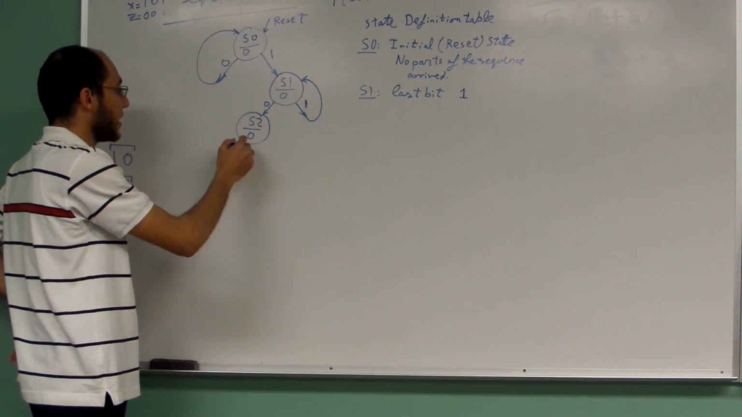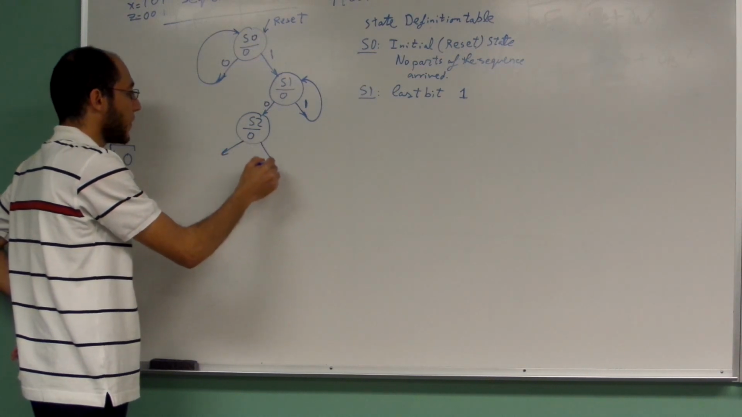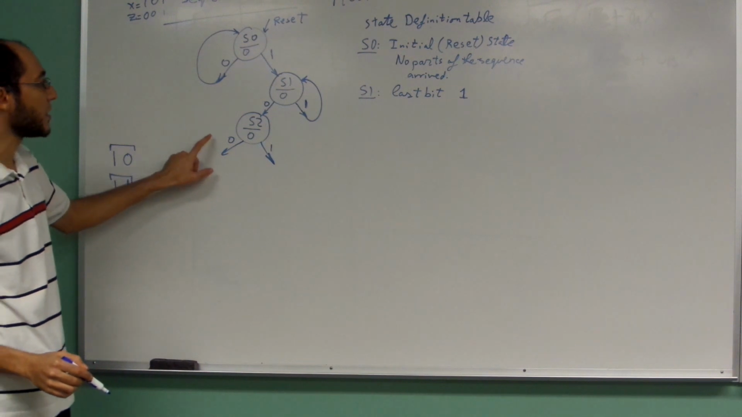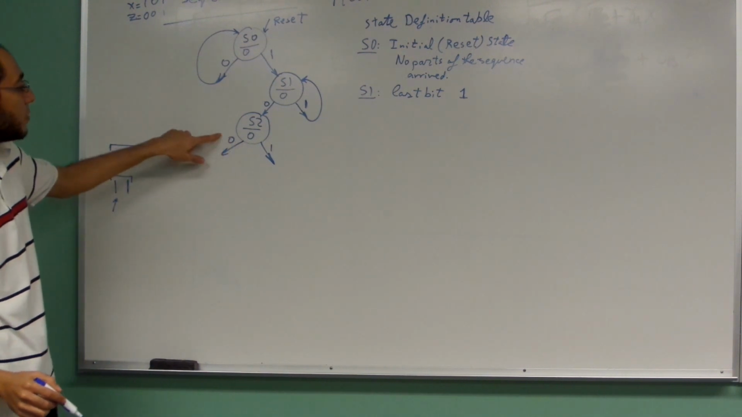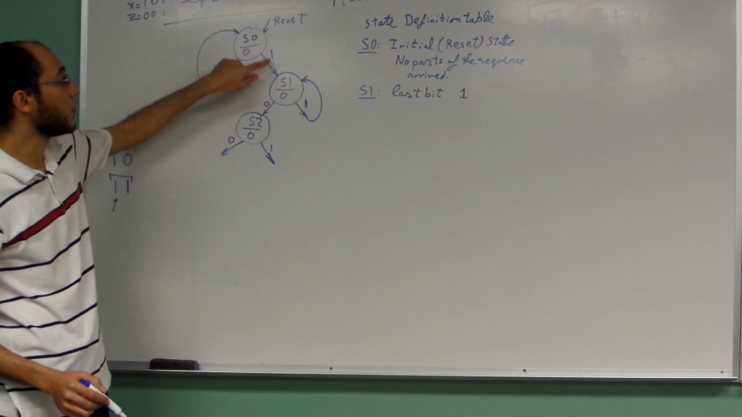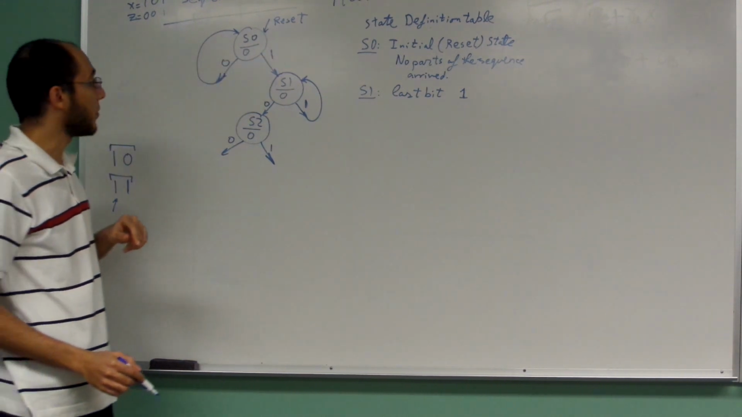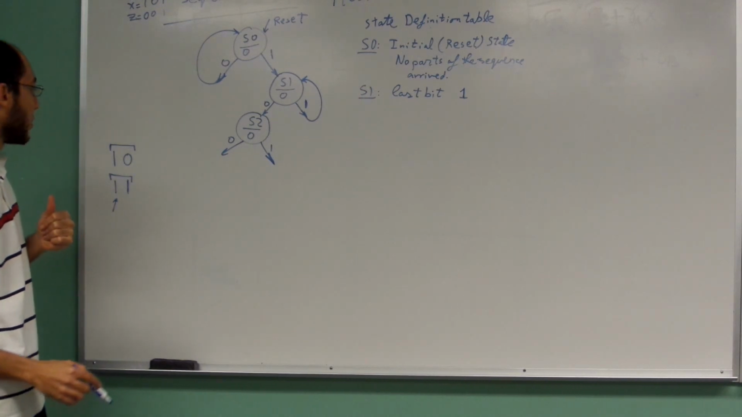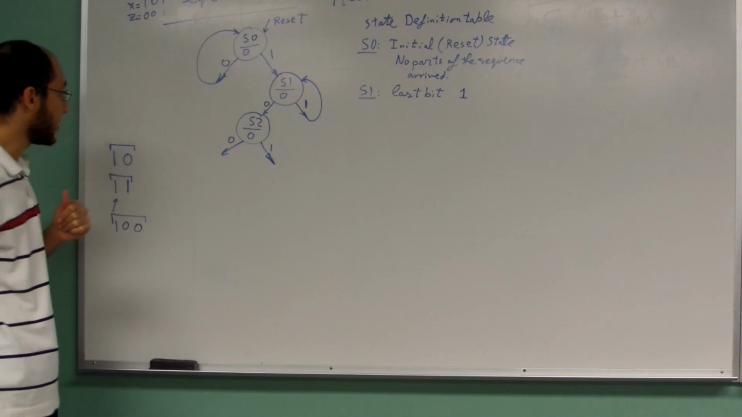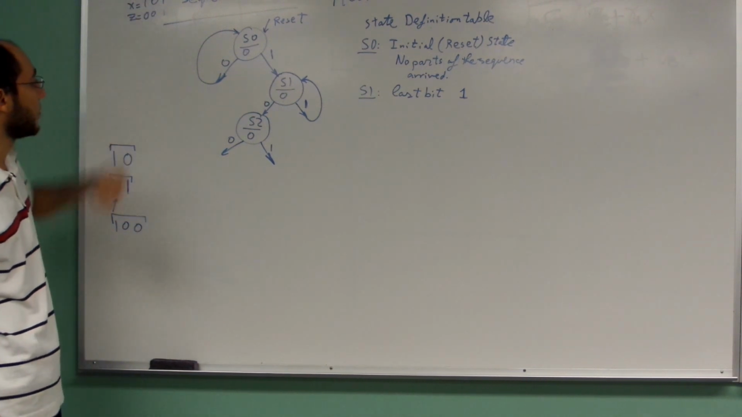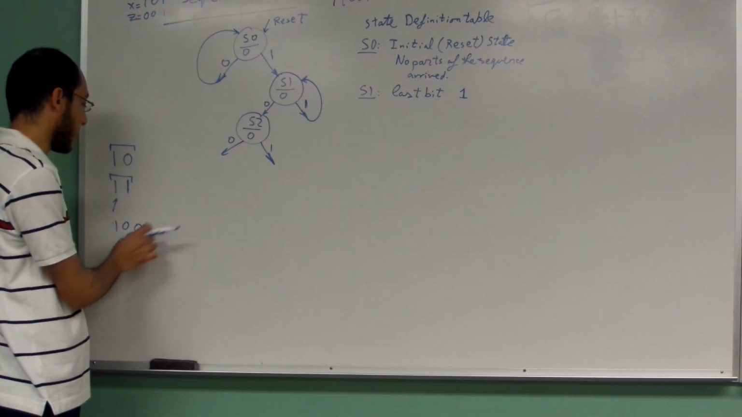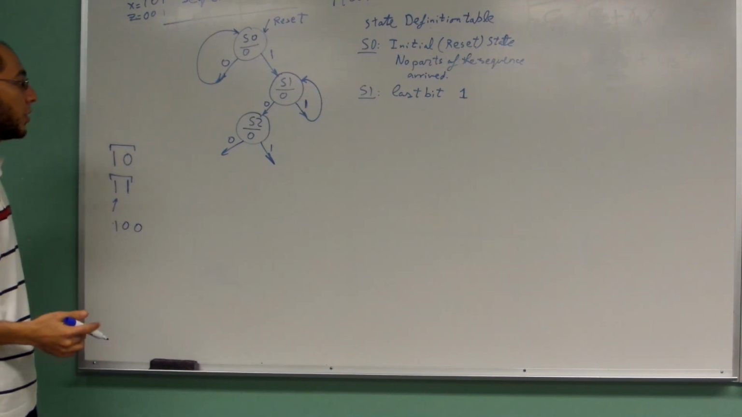S2, I need to study the case if I receive a 0 and if I receive a 1. If I receive a 0, what happens if I receive a 0? Well, a 0 is preceded by a 0, and previously preceded by 1. So far I have 1, 0, 0. Is this a part of the sequence that I'm looking for? It is not. So I cannot assume that it is a sequence. I cannot output a 1 so far.